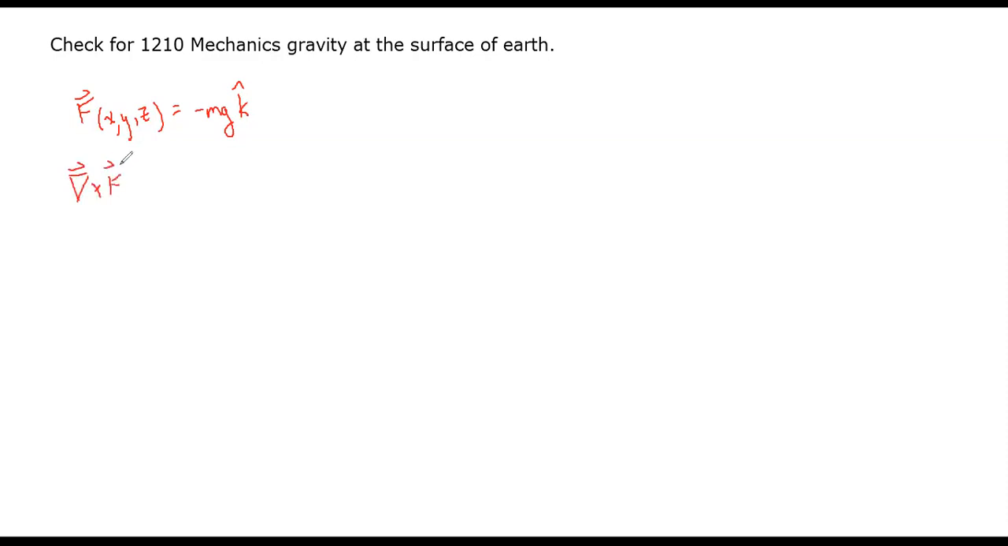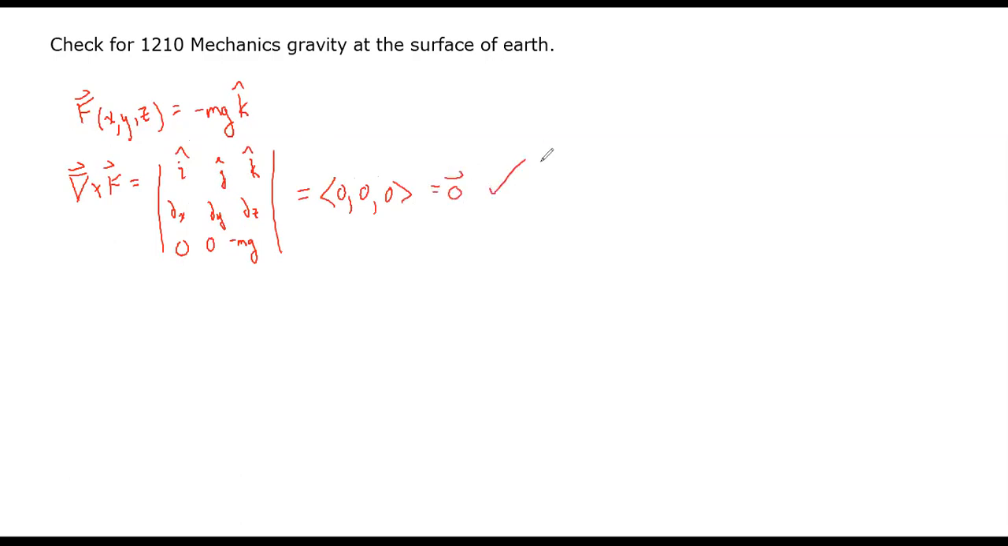Okay, if I want to show that this is conservative, then I take its curl: d by dx, d by dy, d by dz, and then 0, 0, negative constant. It's not even really worth much, since it's just a constant, all the non-zero ones show up as 0. So this is 0, 0, 0. So the curl vanishes. So this is a conservative force.